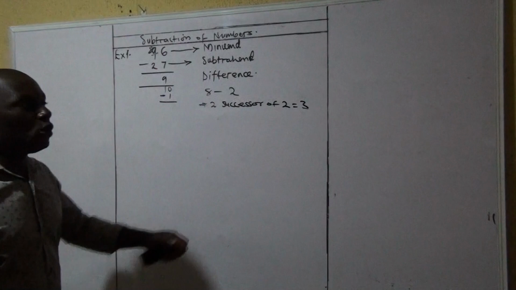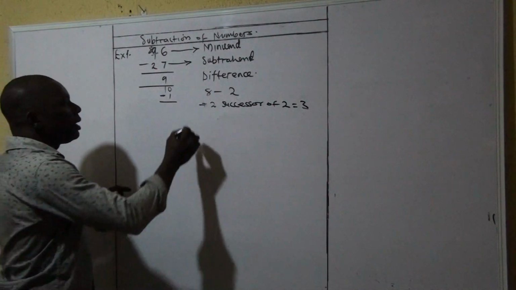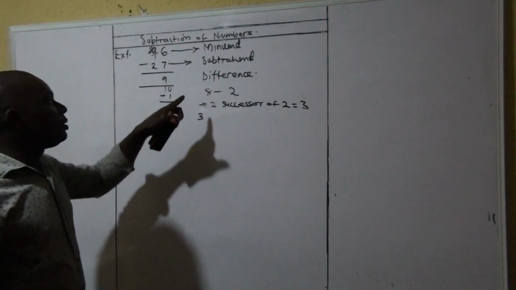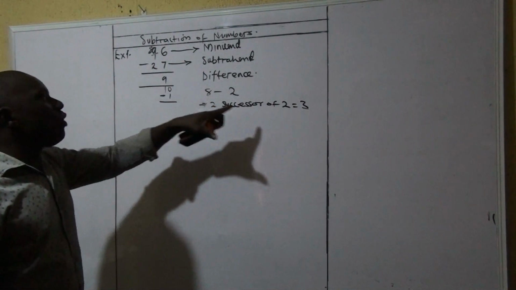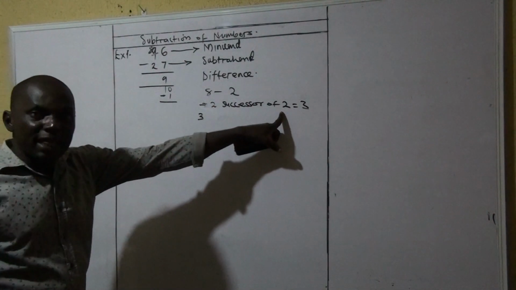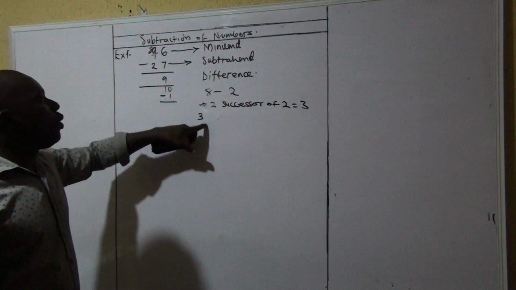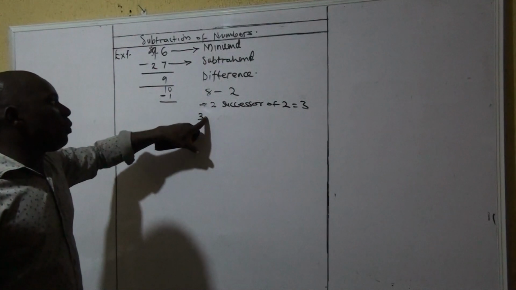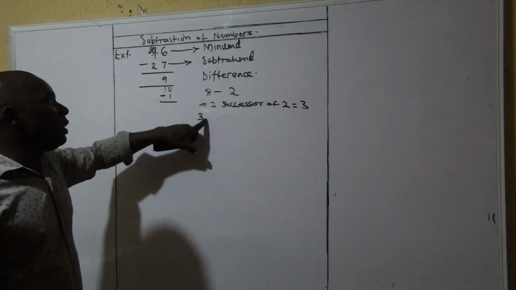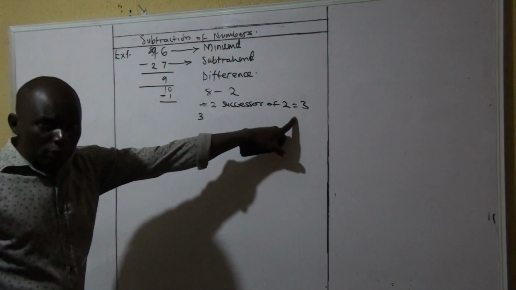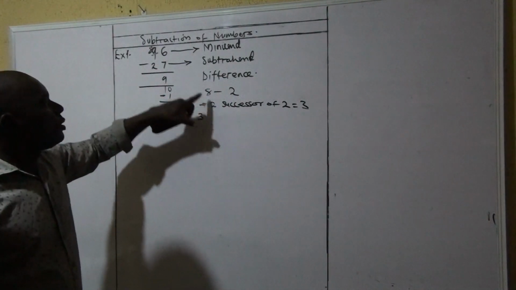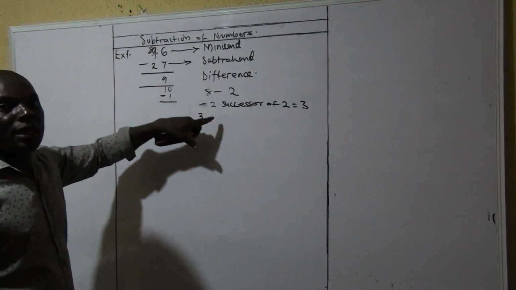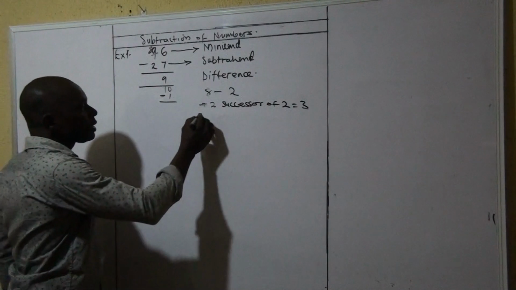So what you need to do, you start counting from the successor of the subtractand until you get to the minus. That's what you do. You start your counting from what? The successor of the subtractand until you get to what? To your minus. So your minus is 8, and the successor of the subtractand is 3. So say 3 here.